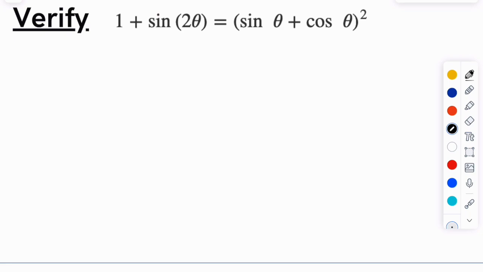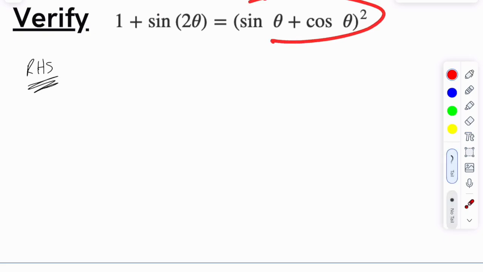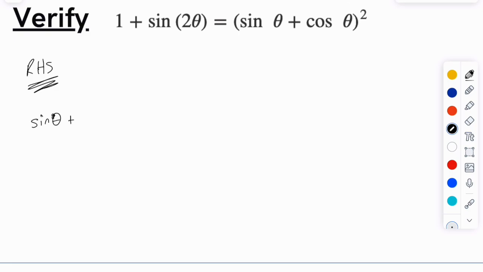what can we say? Well, what I'm going to do is go to the right-hand side. So sine theta plus cos theta, squared, is equal to sine squared theta plus 2 sine theta cos theta plus cos squared theta.